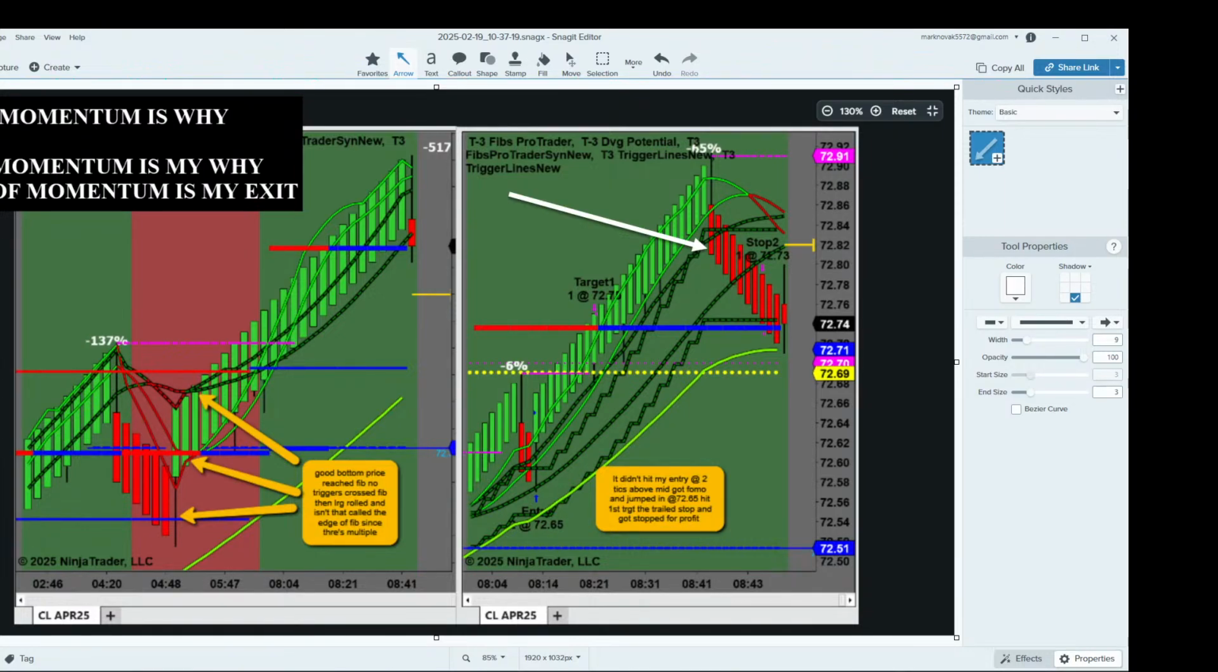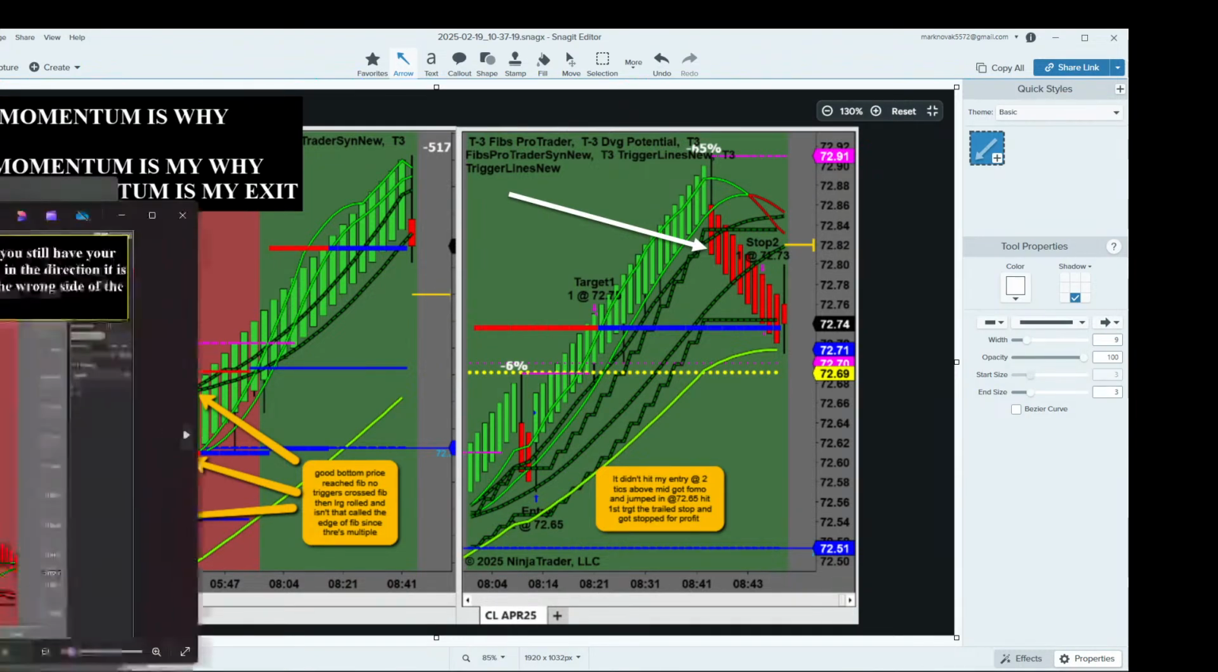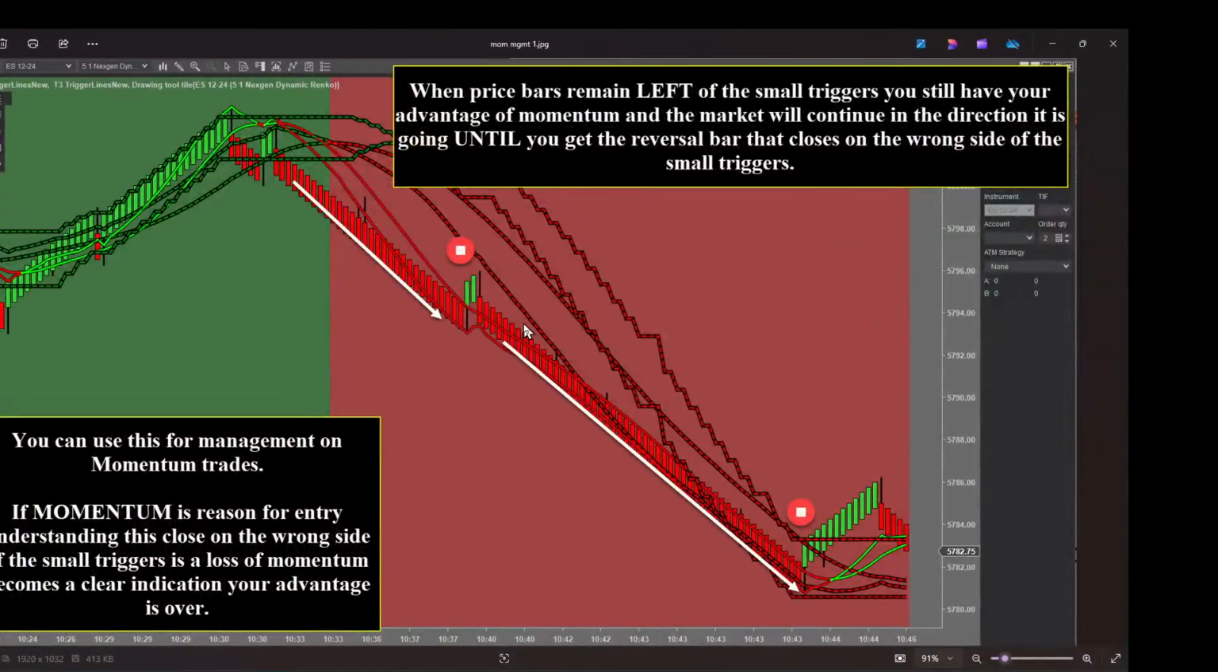I'm going to show you a cool picture, Tracy, and this will help. If the only reason I'm in this trade is because of momentum, and that's okay, I'm a huge fan of that being the only reason, momentum and path. A close on the wrong side of the trigger lines, Tracy, signifies a loss of momentum. And you don't know if it's going to be a 2-bar loss or a 10-bar loss. So any momentum-based trade that I'm in, this is my exit. Once I close on the wrong side of those triggers, that's my exit.